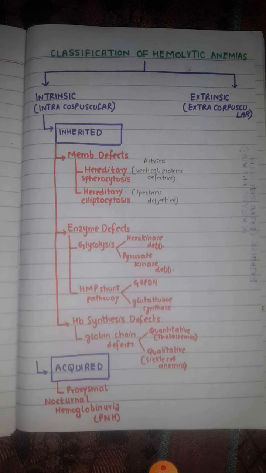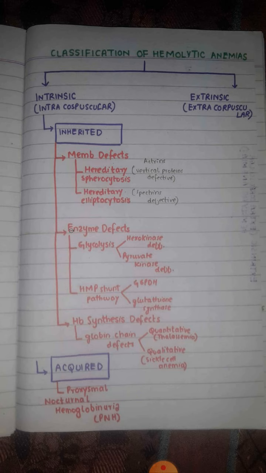There are also other vertical proteins. If there is a defect in the vertical proteins, then the shape of the red blood cells changes and they become spherocytes, they become spherical. So, one of the membrane defects is hereditary spherocytosis. Then we have hereditary elliptocytosis, which occurs if there is a defect in the spectrins or in the horizontal proteins. We will discuss all these defects one by one in our next videos. So, we have covered the membrane defects.